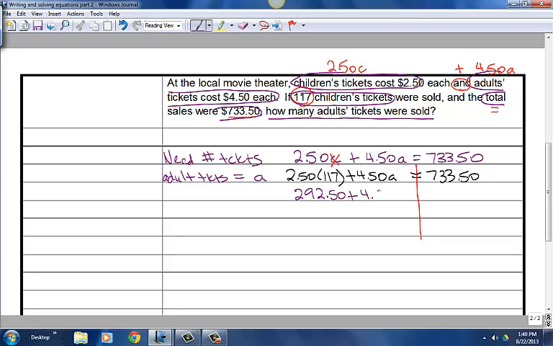I'm bringing down the rest of the information. And I notice that A is still not isolated. I haven't solved my equation yet. So I'm going to keep going. Find my constant and move it, if there is one, by doing the opposite.